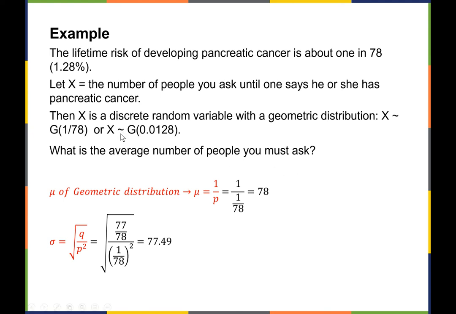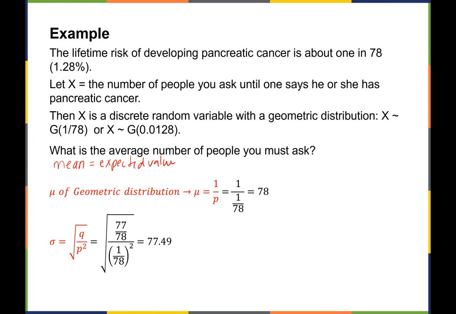So this is a discrete random variable with a geometric distribution. And we would say X is distributed geometric with this probability of success. What is the average number of people you must ask? Again, as I told you in the Excel, the mean of the geometric distribution, the expected value, the average number of people you should ask, is going to be 1 over the probability of success. 1 over 1 in 78, 78 people. And that makes really good sense that you expect to ask 78 people before you get a success.